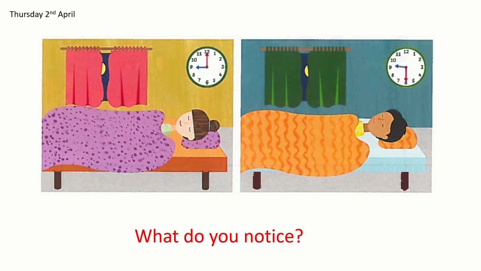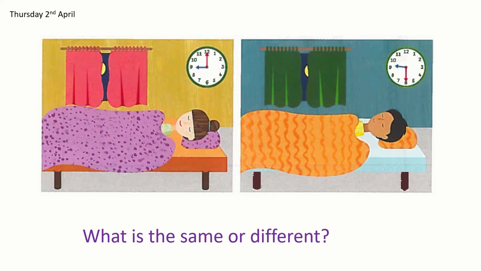Okay, there's two people in bed, a girl's in her bedroom asleep and a boy's in his bedroom asleep. I think they've just gone to bed because the moon's outside. What do you notice about the clocks on their walls? How are they different and how are they the same? Have a think.